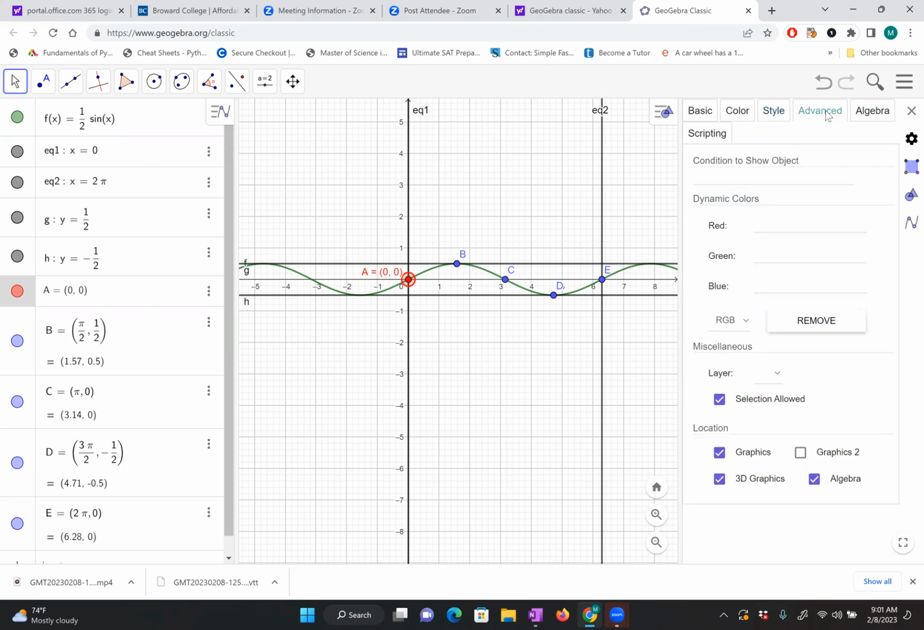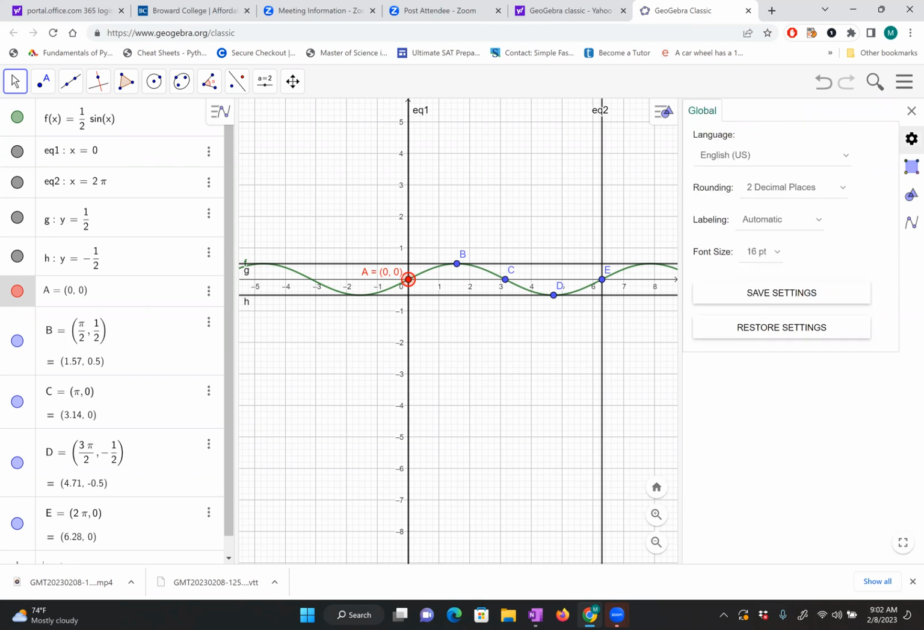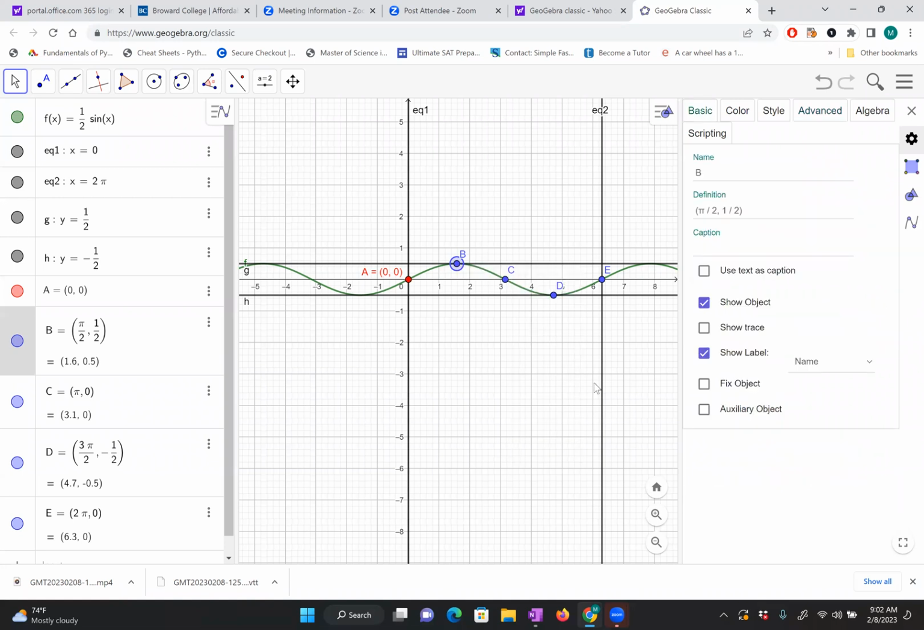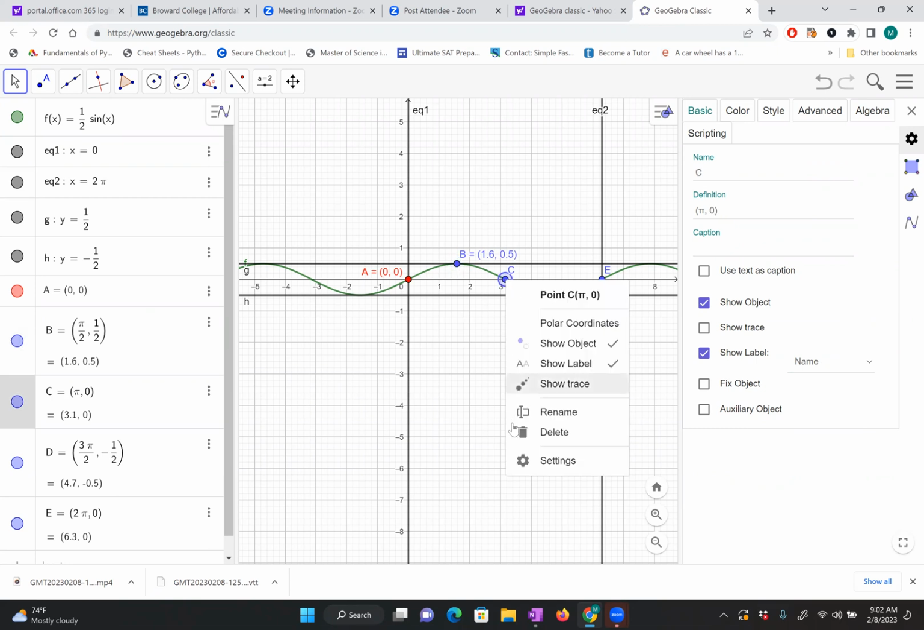Advanced, in case you have issues with too many decimals or what have you. By the way, if you do have too many decimals and you want to change it to 1 decimal, there you go. I clicked on, I guess, the settings button. And so this is what this graph looks like. So you can, again, go to basic, make sure you show the label, name and label. Same thing here, go to basic, settings, show the name and label.